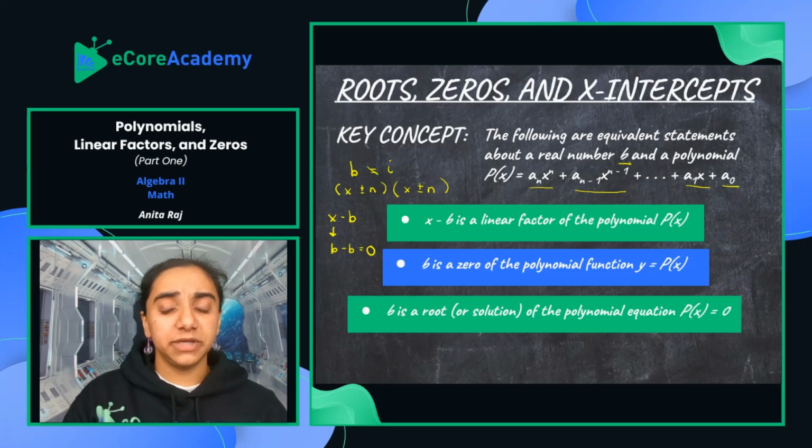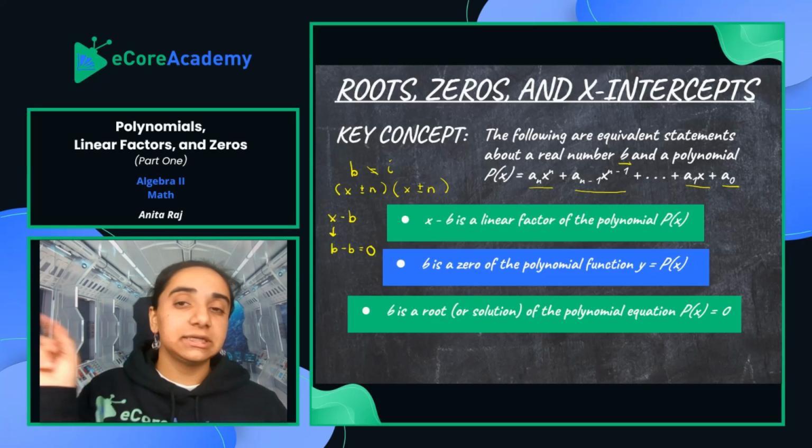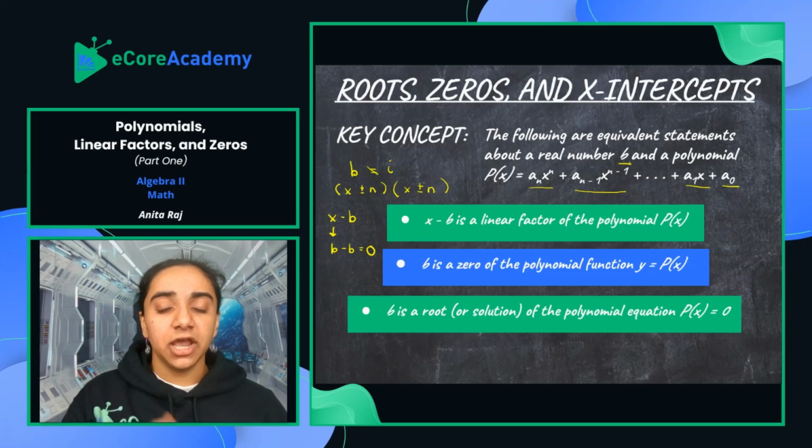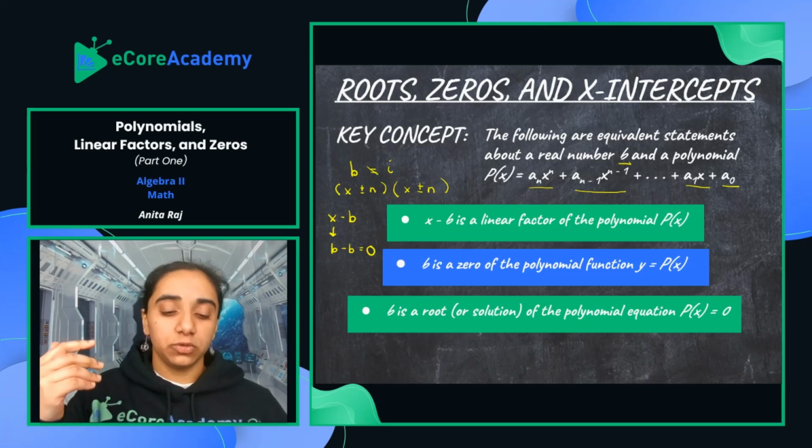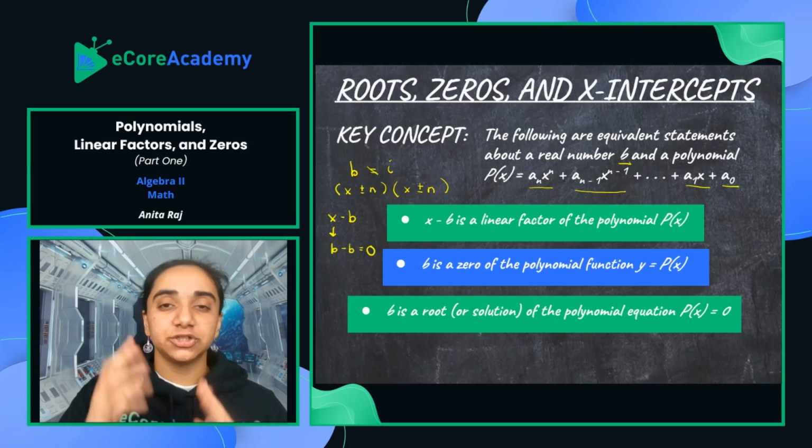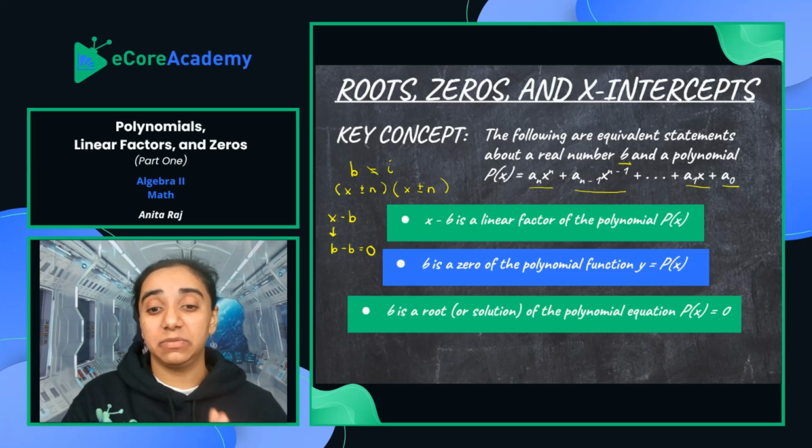So remember, when p of x is equal to 0, it's essentially saying y is equal to 0, meaning you're literally sitting on top of the x-axis. And again, when we say root or solution, we're talking about zeros. We're talking about roots, solutions. Literally, you can think of it like the same thing.